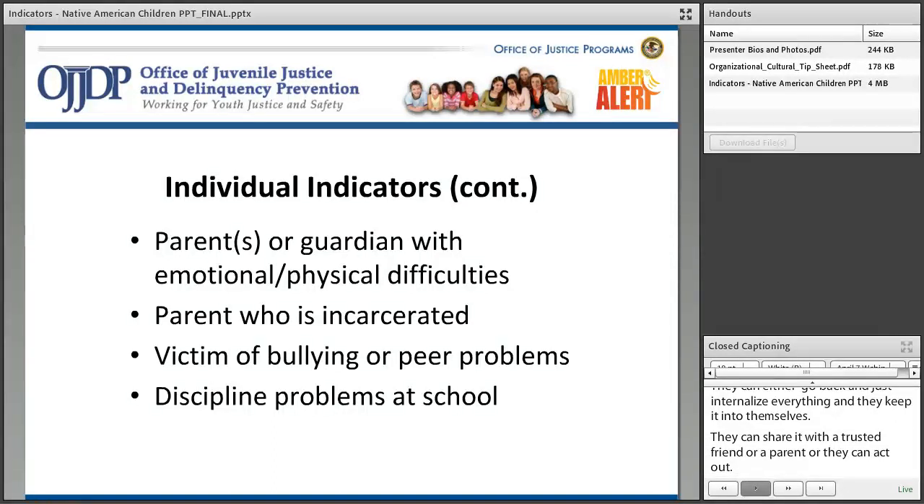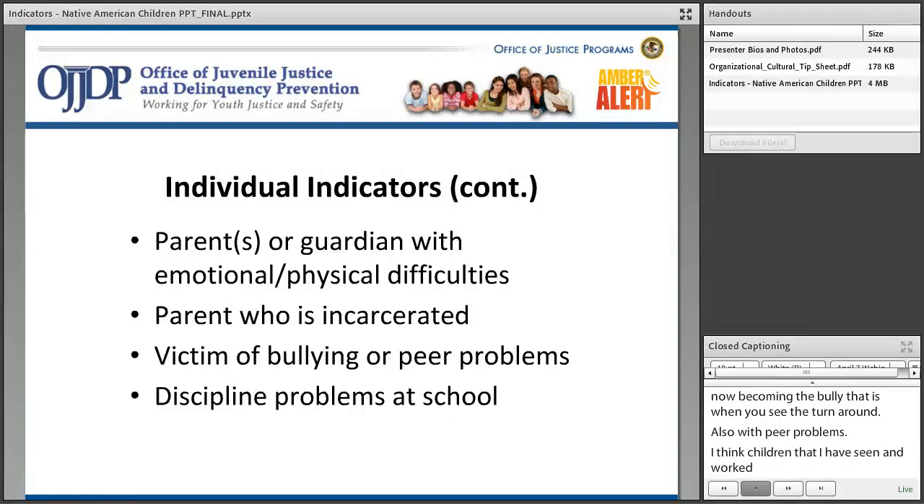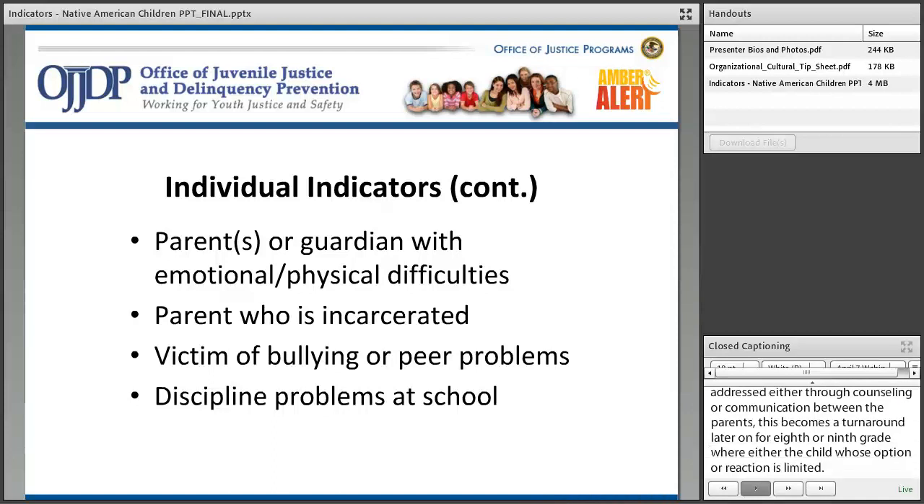And also with peer problems, I think children that I've seen and worked with from the grades of third grade on up to 7th grade that are experiencing peer problems or feel like they're being bullied in some way, and the problem is not addressed either through counseling or communication between school and parents, this becomes a turnaround later on for 8th, 9th grade, where either the child sees the options for reaction as limited. Either they do things that are harmful to themselves, or they go to the extreme and they now become the bully themselves. So I think that this at-risk indicator is pretty important.